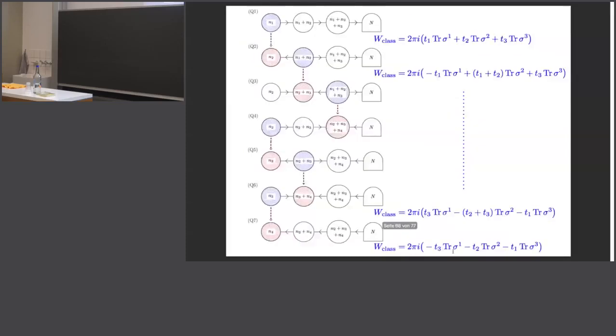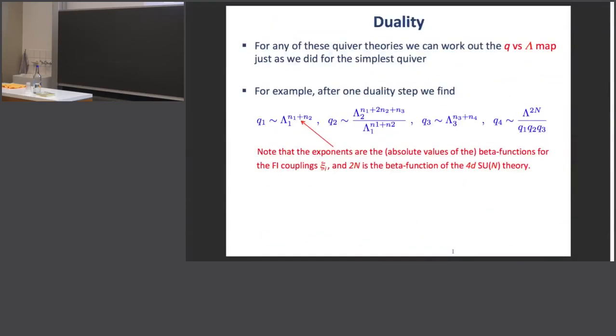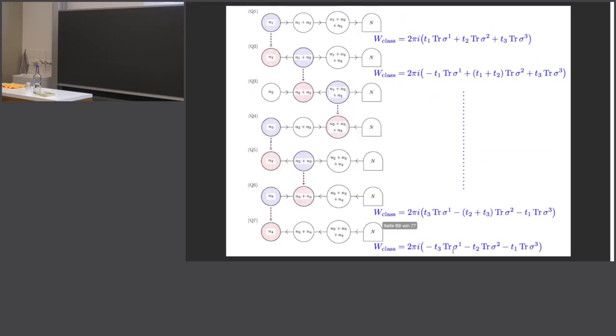So for example, if you take this quiver, which is different from the one before, you have different ranks, different beta functions, different dynamically generated scales, and therefore different contributions to the various ramified instantons. And this, up to signs, is what we have. It's important that these n1 plus n2, or these n1 plus 2, n2 plus n3, and so on, are the beta functions associated to these nodes.